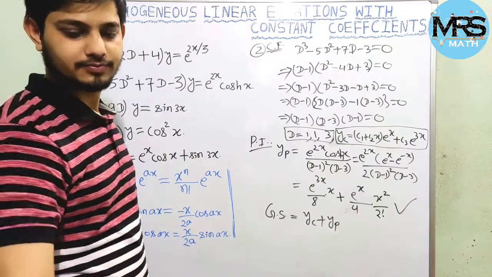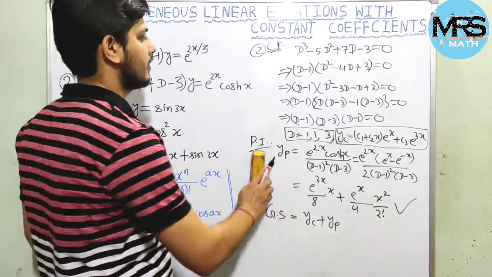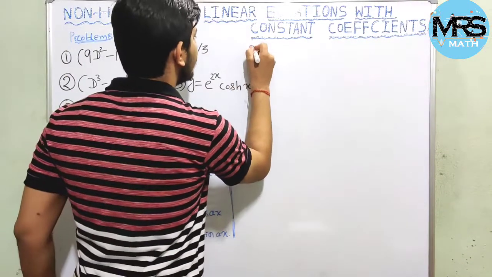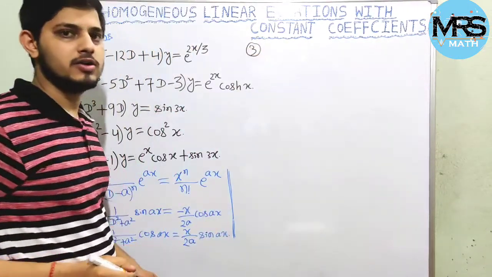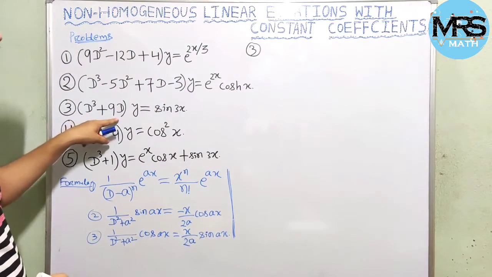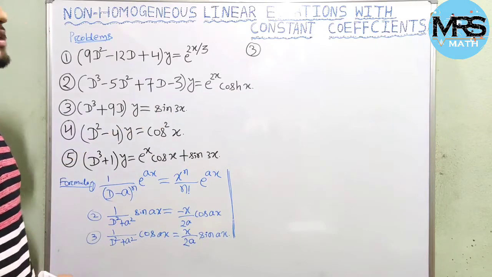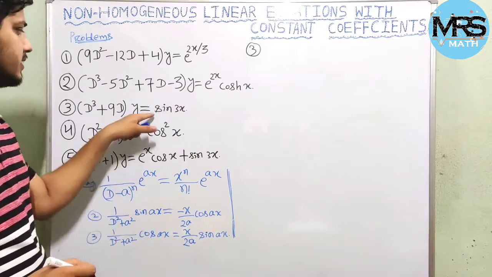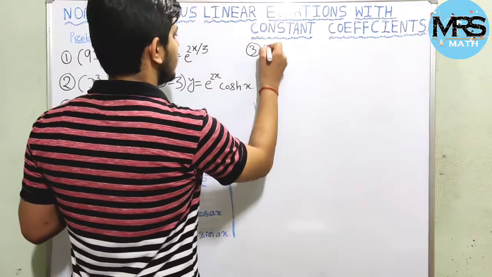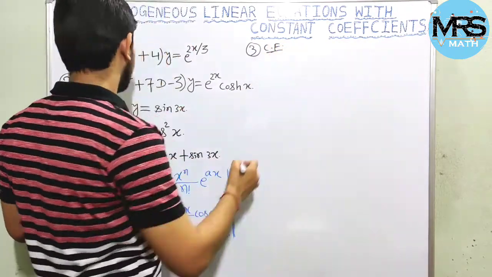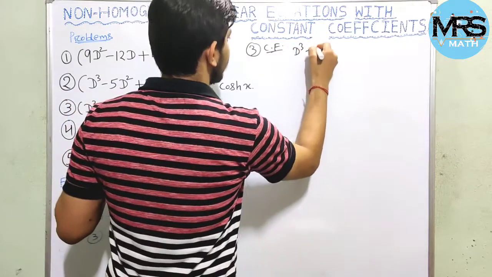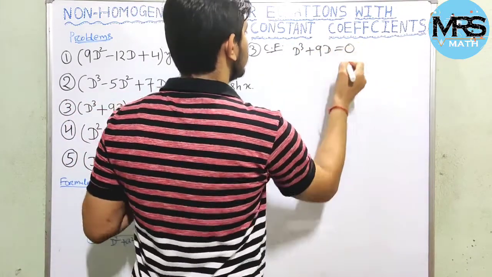So now we will see question number 3. Question number 3 is d cube plus 9d into y equal to sine 3x. Okay, sine 3x is there. Let us see. So first of all, we have to find the complementary function, correct? That is d cube plus 9d is equal to 0.